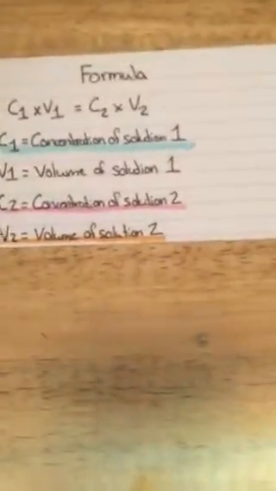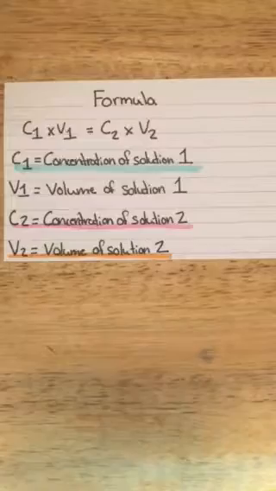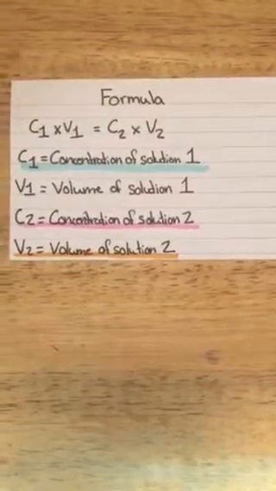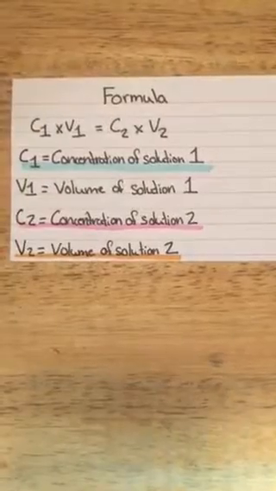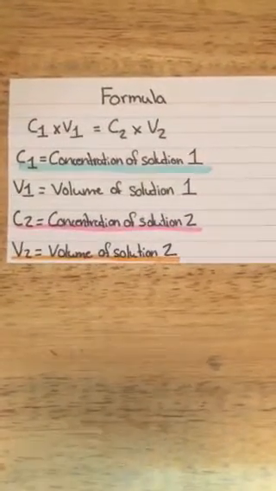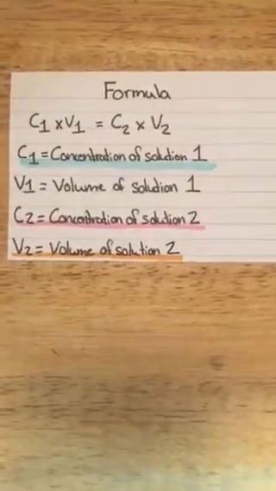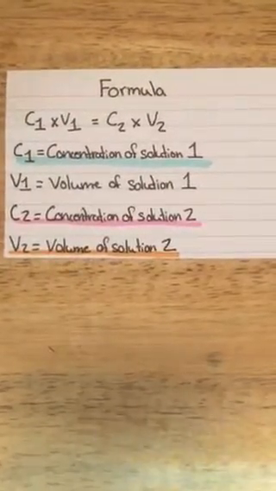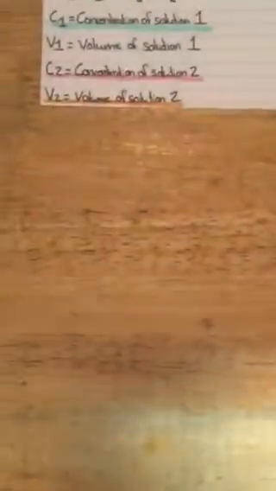C1V1 equals C2 times V2. To break this formula down, our C1 is going to be the concentration of our first solution. The V1 is going to be the volume of our first solution. Our C2 is going to be the concentration of solution 2, and our V2 is going to be the volume of solution 2. Keeping the formula in mind and the numbers that we have from our original problem, let's see here.